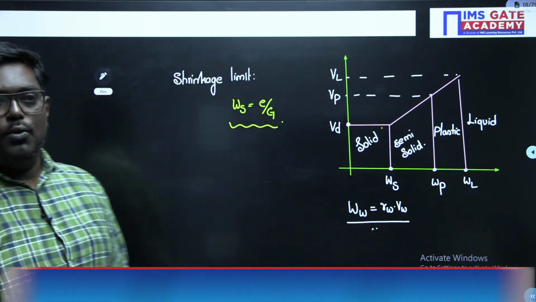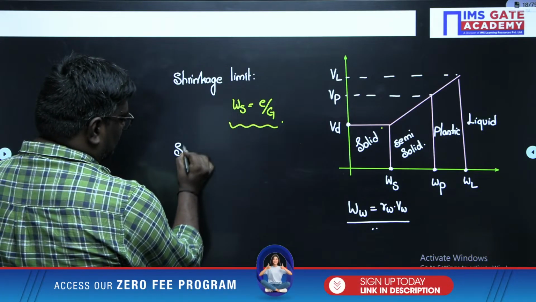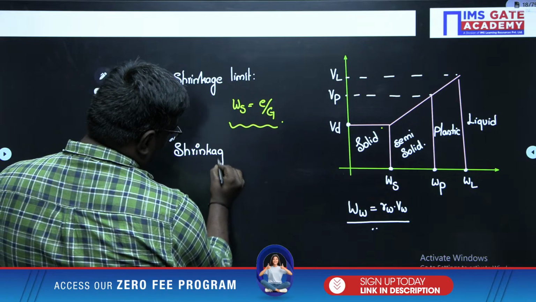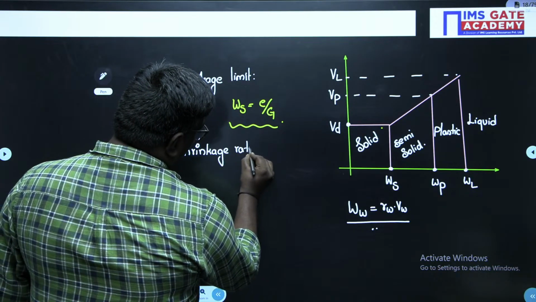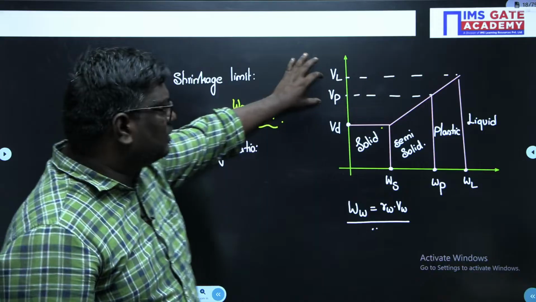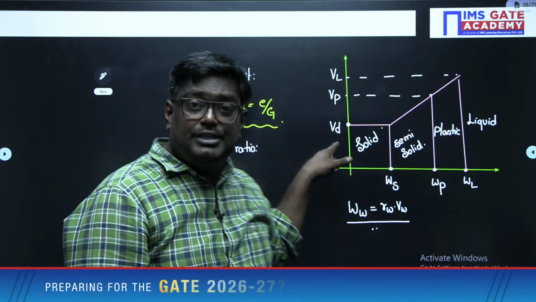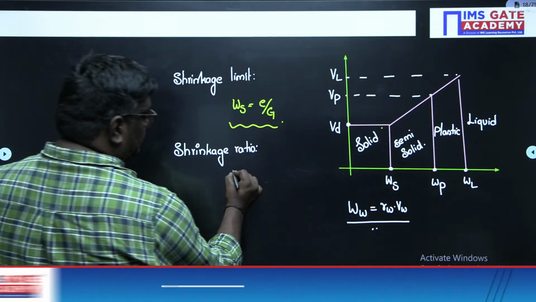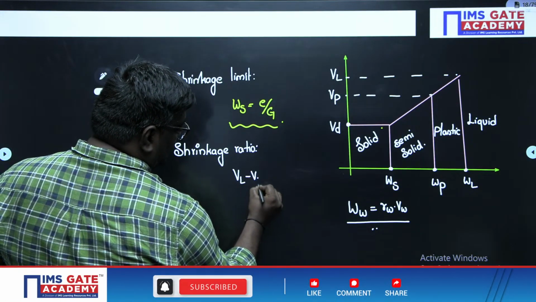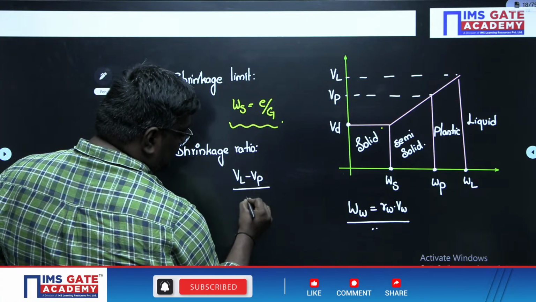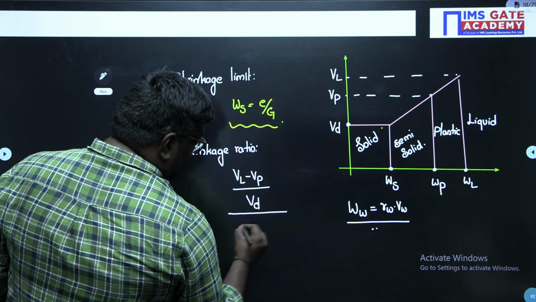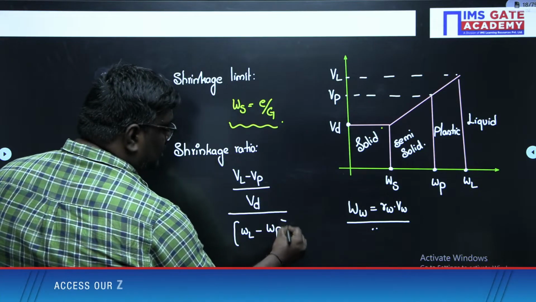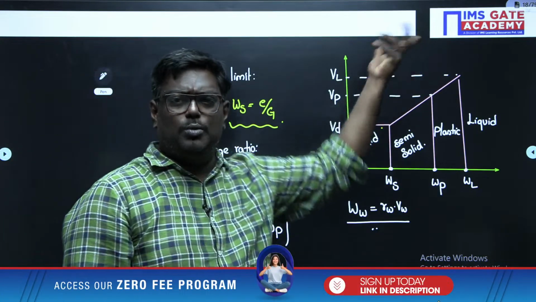Next, what is shrinkage ratio? Another important thing is shrinkage ratio. What does shrinkage ratio mean? Understand, students, it is the volume change expressed in terms of dry volume to the corresponding change in water content. Shrinkage ratio means volume change, VL minus VP, expressed in terms of dry volume to the corresponding change in water contents. There can be different cases, because along the slope it can be the same.